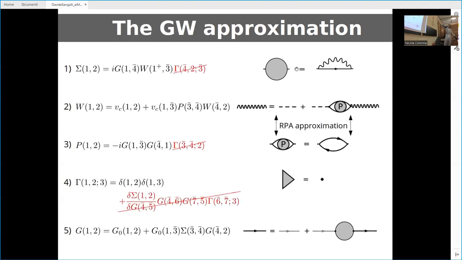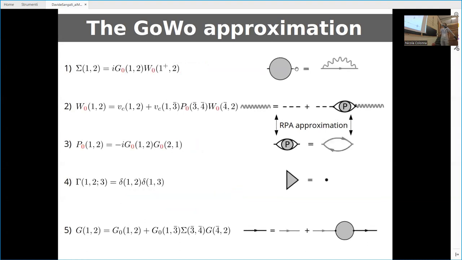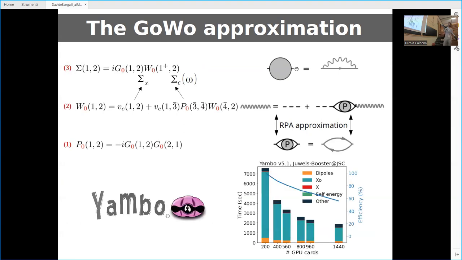And indeed, what is usually done is to simplify this vertex, we take it to zero, and then it simplifies significantly the polarizability and then the self-energy, and we obtain what is called GW. Then what we code in practice is often this G naught W naught, which means we take just for the polarizability the Kohn-Sham Green function G naught G naught, and we plug it back in the equation for the screening. So if we do that, we get this GW scheme.